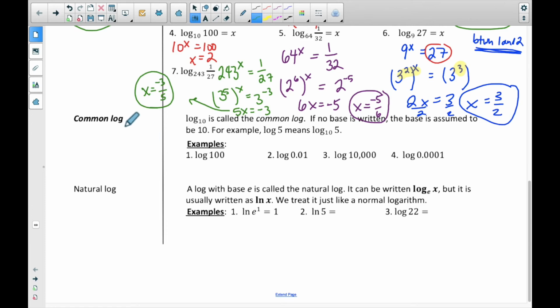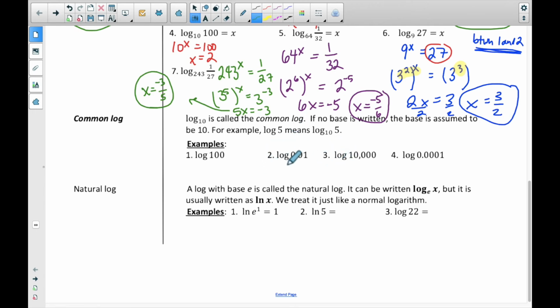Two last concepts, and those are common log and natural log. Common log is log base 10. It's called the common log. If no base is written, the base is assumed to be 10. For example, log of 5 means log base 10 of 5. And this is a common log because it's common. It occurs a lot in our world, and we'll look at some of those examples.